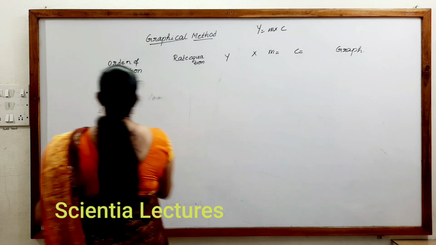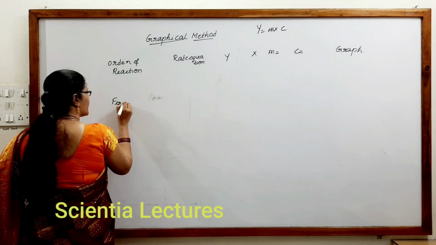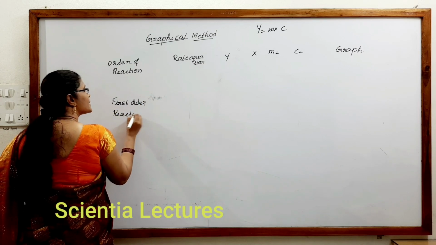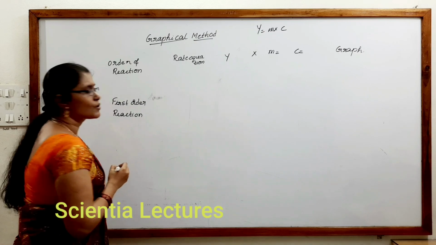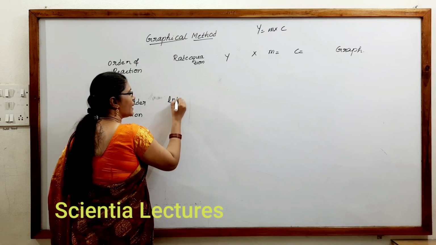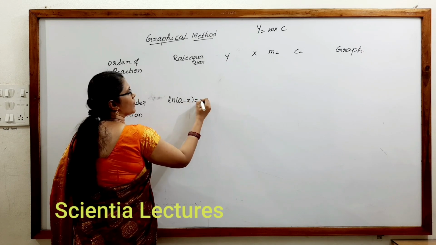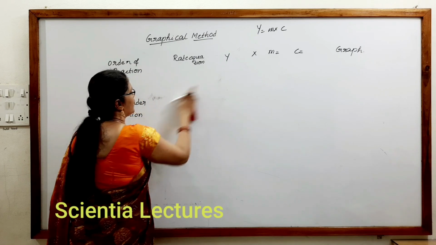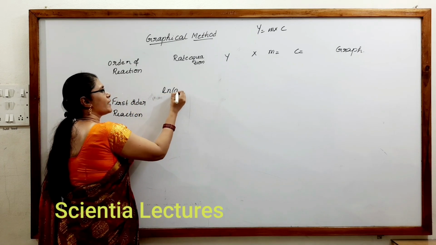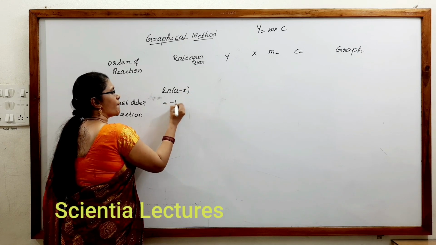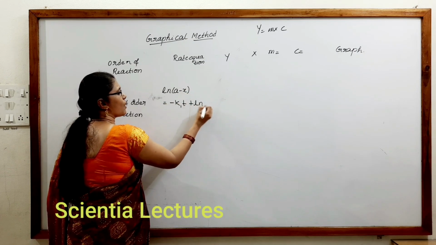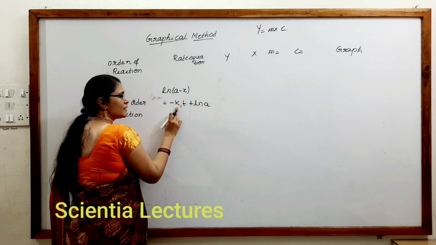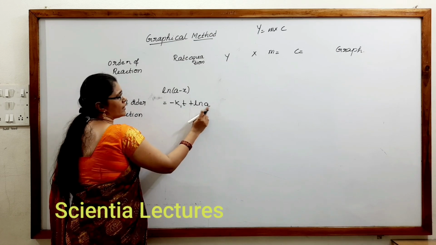Now next, if it is a first order reaction, we have already seen such graphs. If it is a first order reaction, what is the graph rate equation we need to get? So we have seen ln(a - x) must be equal to -k1t + ln a. This is taken on the y-axis, this is taken on the x-axis. Here the slope is -k1. Here ln a is the y-intercept.